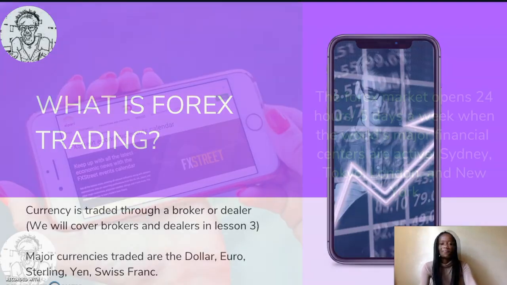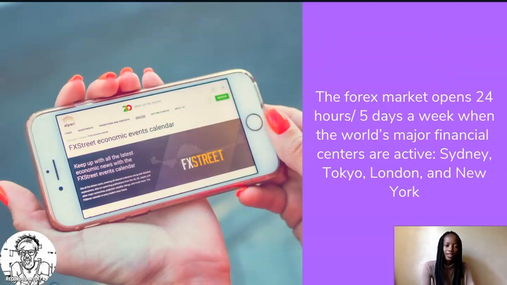One thing you should know as a trader is that the Forex market is open for 24 hours a day for 5 days a week. So that's Monday through Friday. And this is when major financial centers are active. The major financial centers are in Sydney, Tokyo, London, and New York.